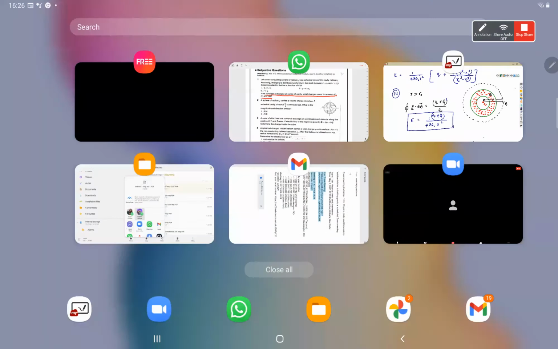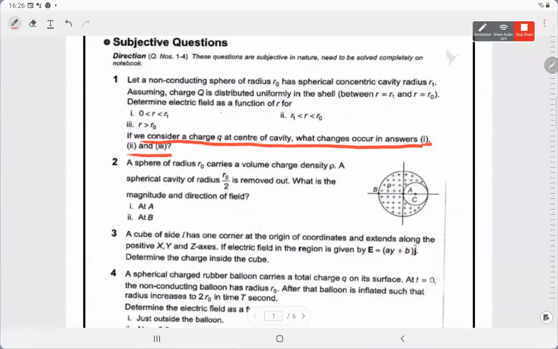Now let's come to question number second. Question number second, we did something like cavity also. A sphere of radius r naught carries a volume charge density rho, and a spherical cavity of radius r naught by 2 is removed. What is the magnitude and direction of field at point A? A is the center of the cavity and B is at the one end.